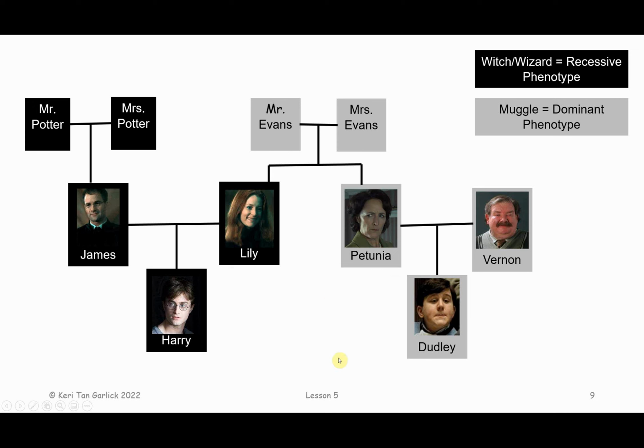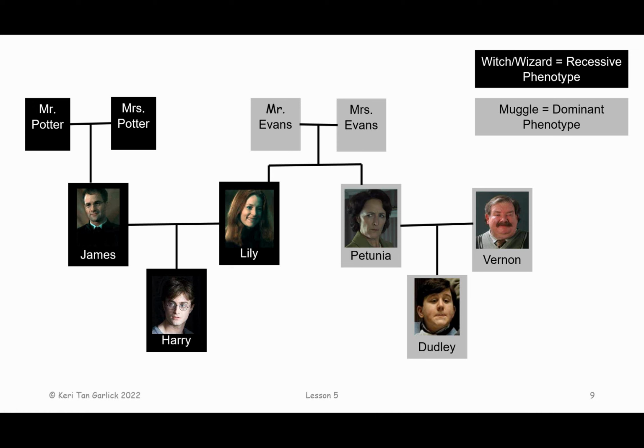And what we can see with any pedigree chart is that there's some sort of labeling. So we see that the dark black color is referring to people that are witches or wizards, and the gray color is referring to the muggles. The other thing that I've noted on here is that the witch-wizard trait is the recessive and the muggle trait is the dominant one. But usually, even if they don't label it, you can tell based on how the inheritance patterns look.